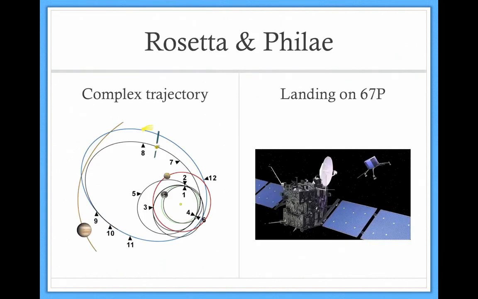Since it was launched in 2004, Rosetta has gone through a long and complicated way until it meets with 67P, as you can see on the picture on the left. Then on the right, an artistic representation of the lander Philae getting away from Rosetta and preparing for landing can be seen.